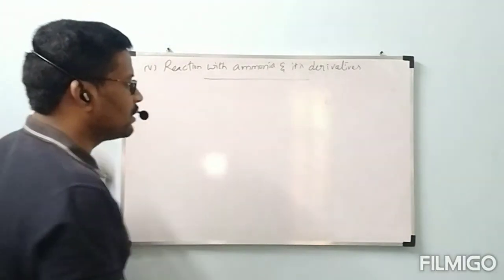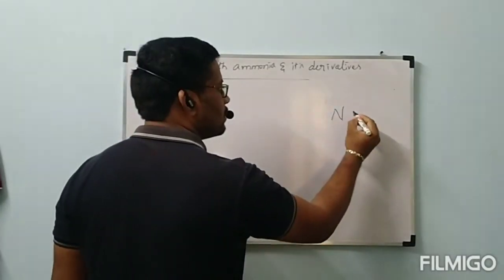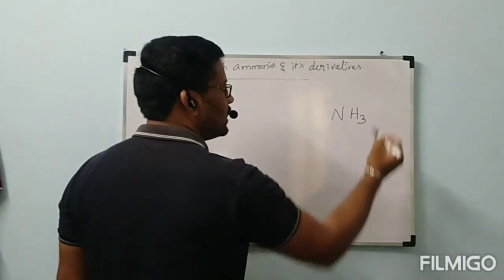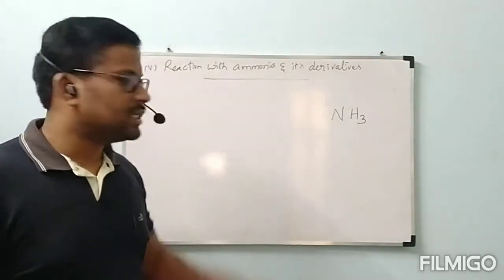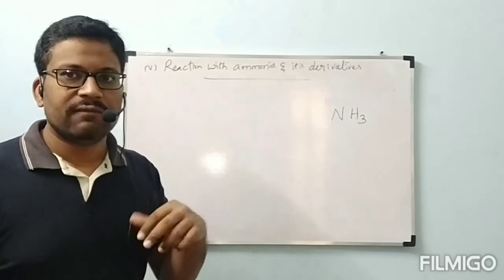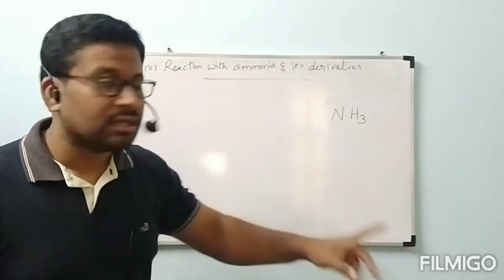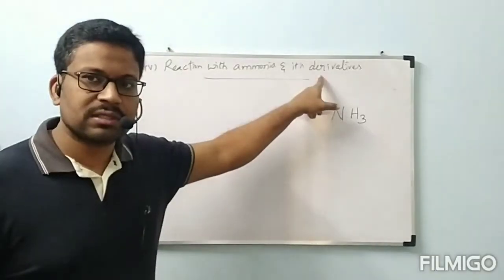Okay, first, what is the formula of ammonia? NH3. That is a normal molecule, NH3. So if aldehydes and ketones react with NH3, what is the substance to be formed? We will see, as well as what is meant by its derivatives.